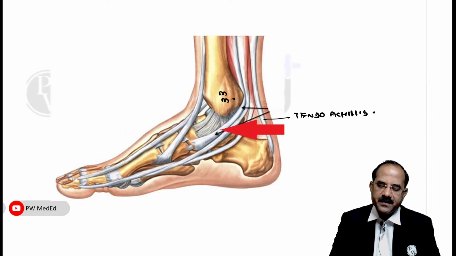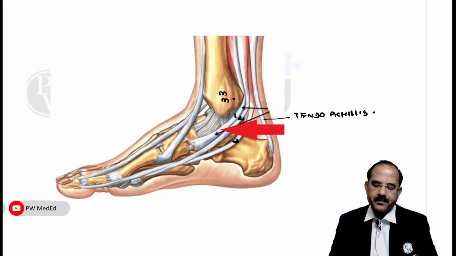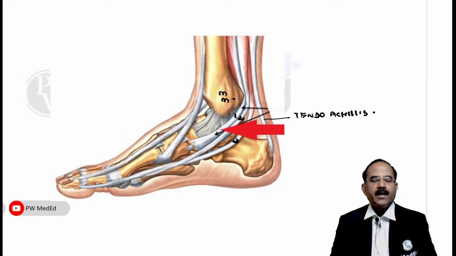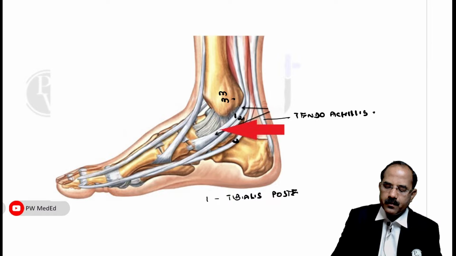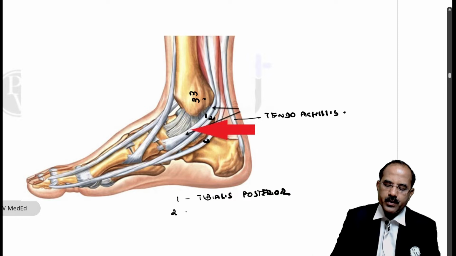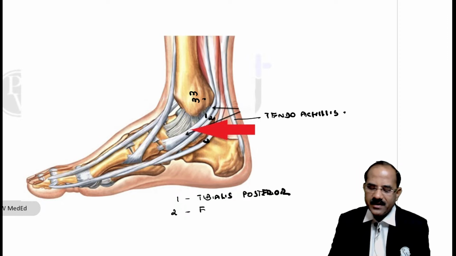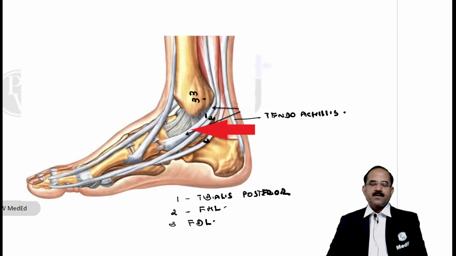Okay, students. What is this tendon of? I'll just put number 1, number 2, number 3. Anyone? Tell me, what is number 1? 1 is tibialis posterior. Number 2, any guesses for number 2? Flexor. Yes, number 2 क्या होता है? Flexor hallucis longus. Number 3 is flexor digitorum longus.